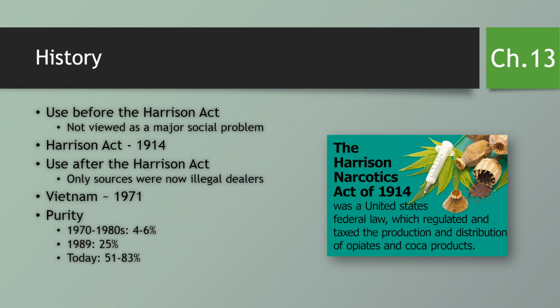One of the other issues, when we talk about the production and purity of opioids and heroin specifically, is the change in the strength of these. Over time, they've gotten stronger and stronger, which of course leads to more issues. In the 70s and 80s, we saw purity at only about 4 to 6%. However, in 1989, that rose to about 25%. And today, most of what we see on the streets tends to be somewhere between 51 to 83%, which is really kind of wild when we talk about heroin specifically.